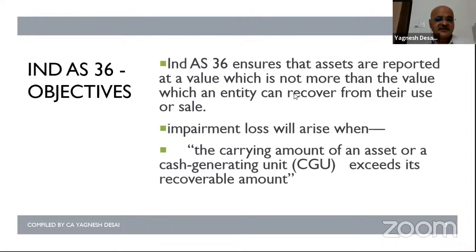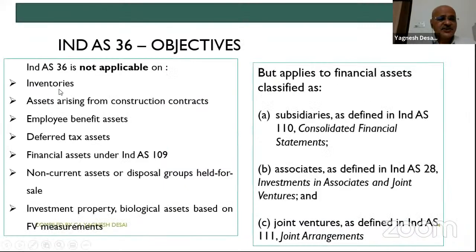Now, this standard obviously is not applicable to inventories. I saw somewhere today in one of the chats that in case of impairment, inventories are to be impaired. But mind you, dear friend, inventories are never impaired. So the impairment standard is not applicable to inventories. It is also not applicable to the contexts. The very important thing is financial assets under 109.